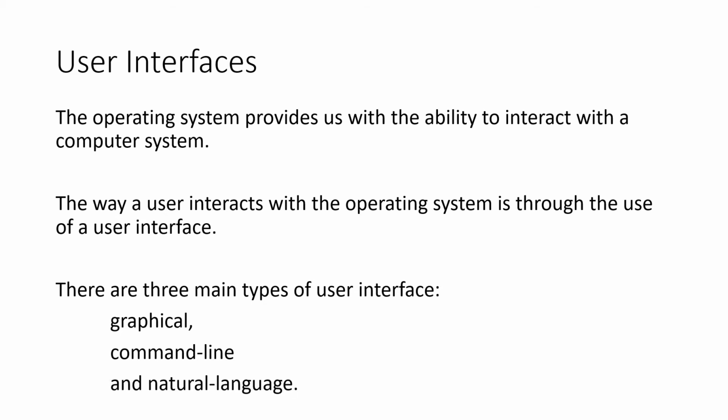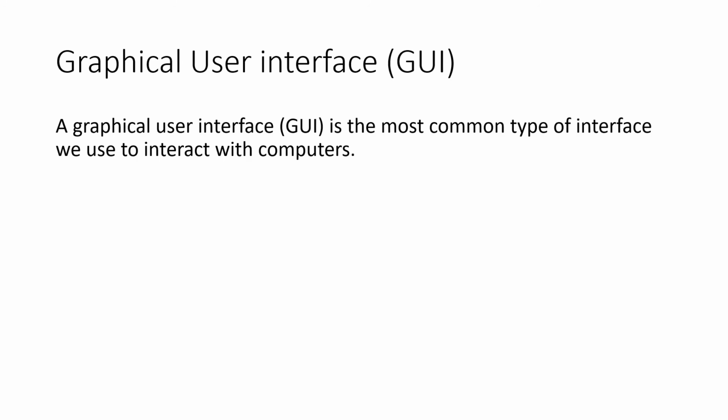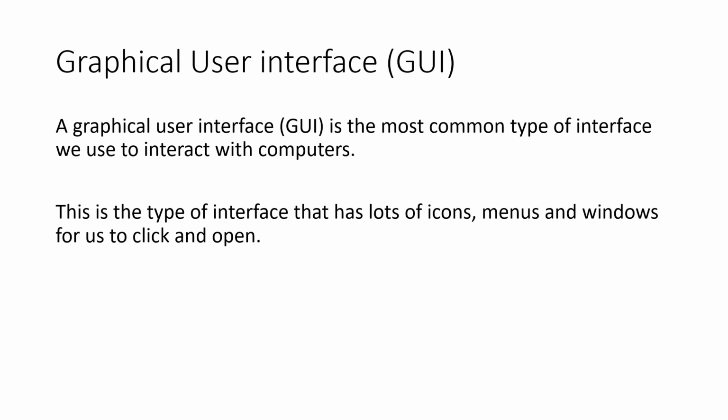Let's do the most common one first, the GUI, a graphical user interface. Most common type used to interact with computers. It's made up of windows, icons, menus, and if you've got a mouse, pointers, known as a WIMP interface: Windows, Icons, Menus, Pointers. But because a lot of GUIs now are on phones with no mice, and you're tapping on things, it's icons, menus, and windows.